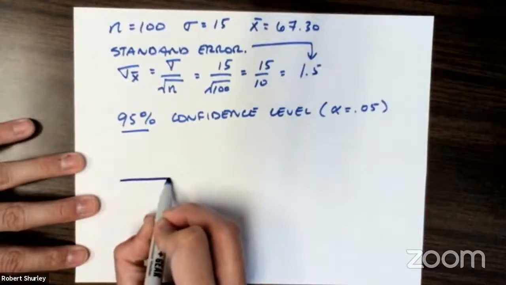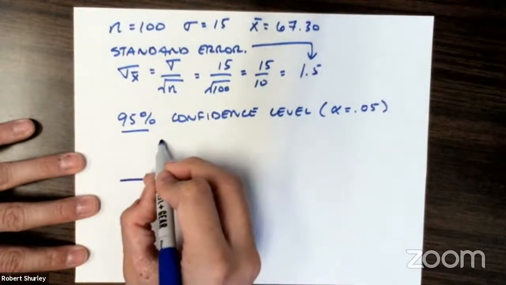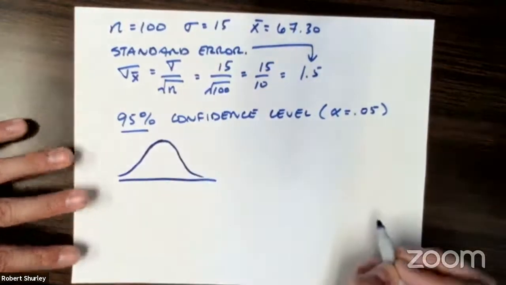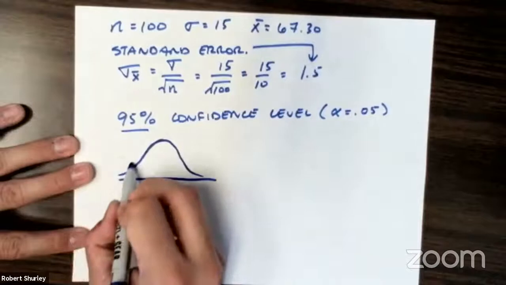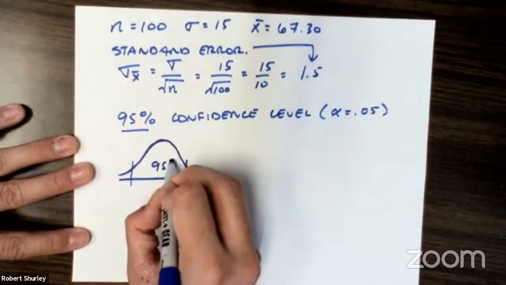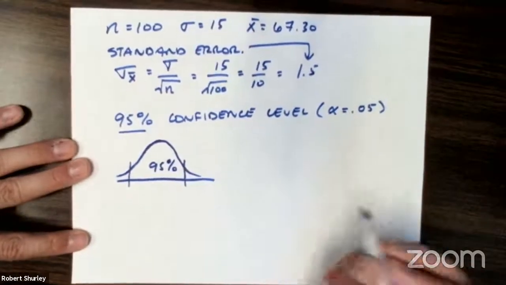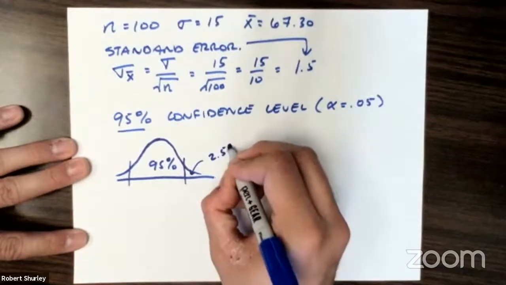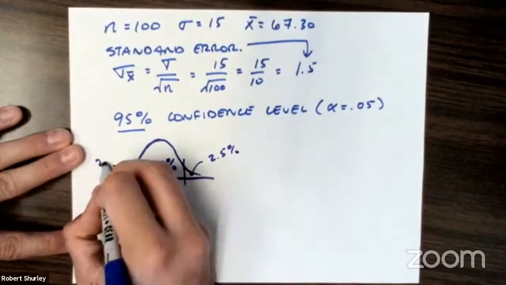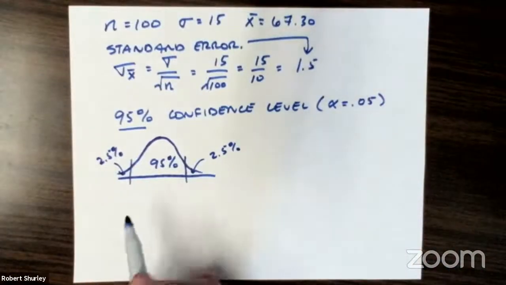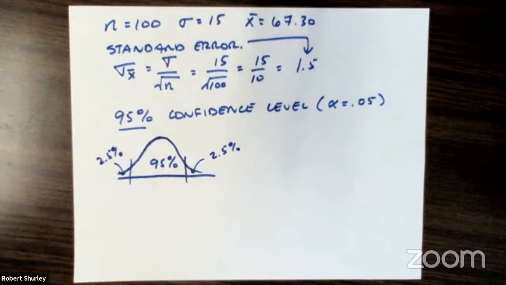So if you go back to our z distribution, our normal zero distribution here, and we want 95% confidence, what that means is 95% of our data is in between these scores, and we've got 2.5% on the outside. Now, you can find this in the calculator. This was that whole inverse norm thing. Remember in the calculator?